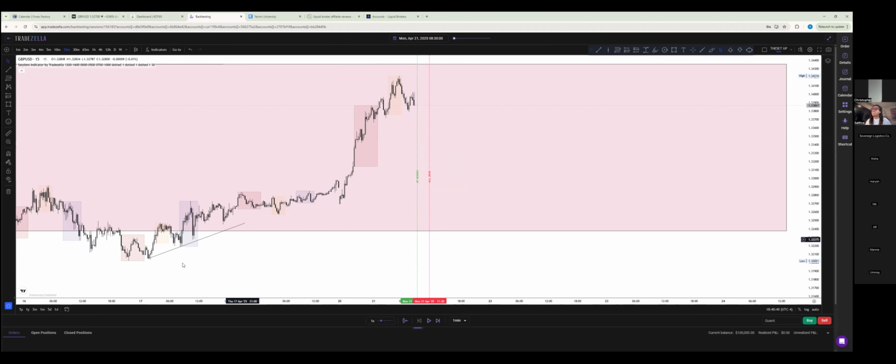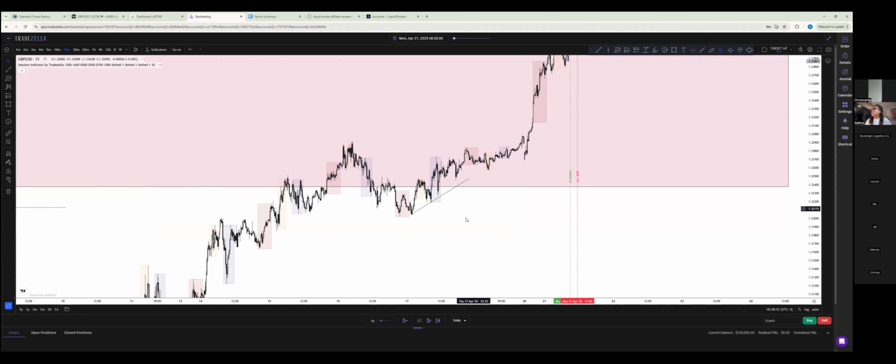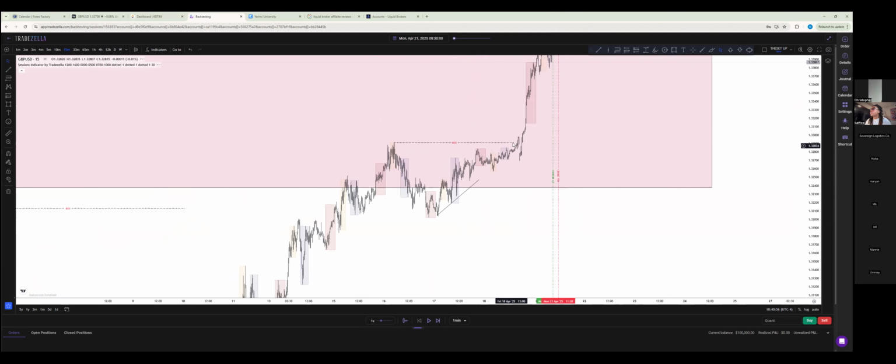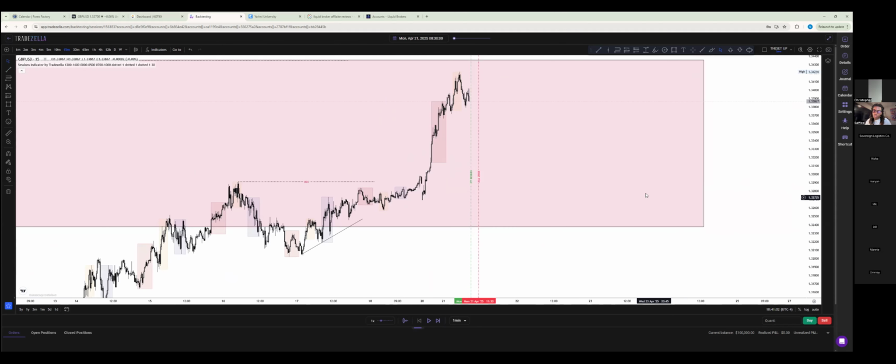Does that mean price is just all of a sudden going to come take all of this out? It's possible, but I also see this breakup structure here because these are all internal structures. We have a breakup structure here. Remember, that's why I say always mark what you see, because it makes it easier for you to see what's happening. And what did we say? Anytime we have a breakup structure, price must retrace.